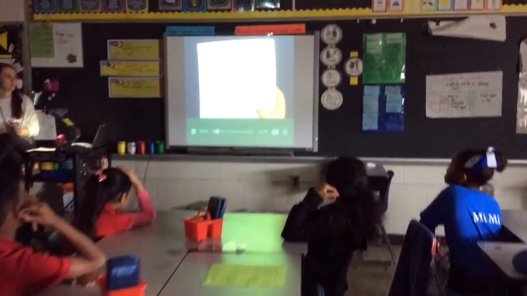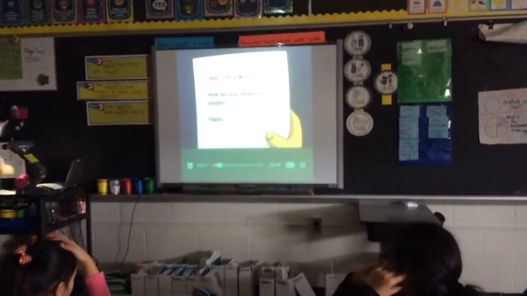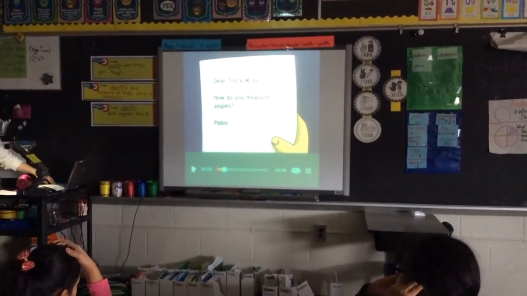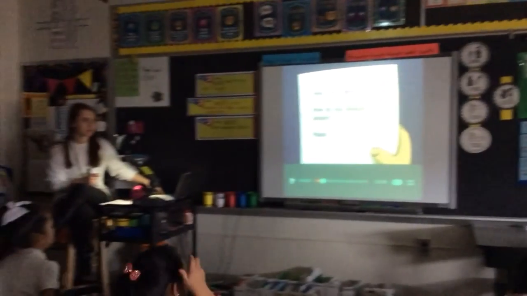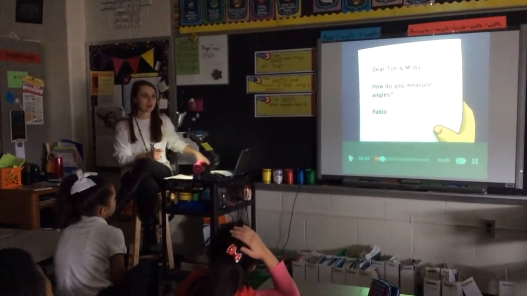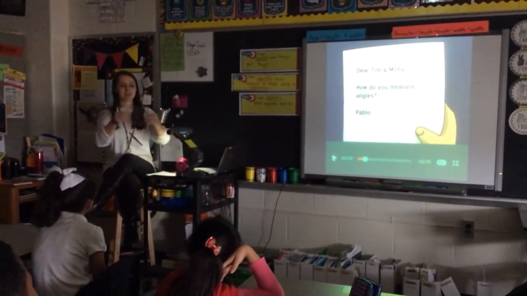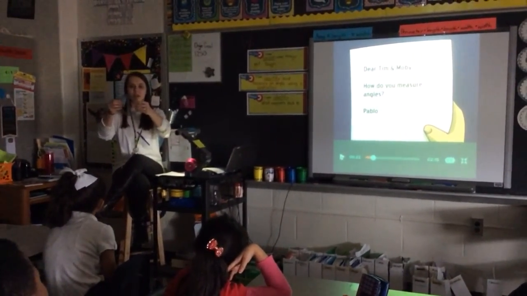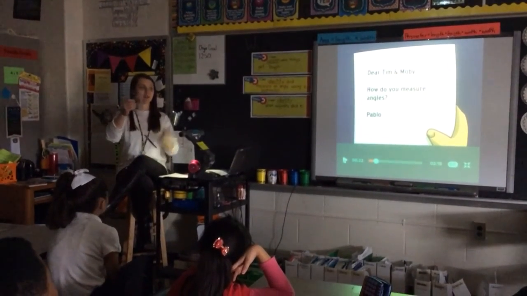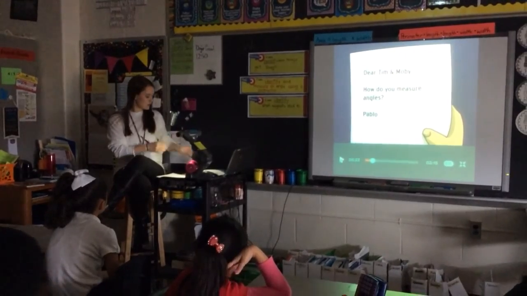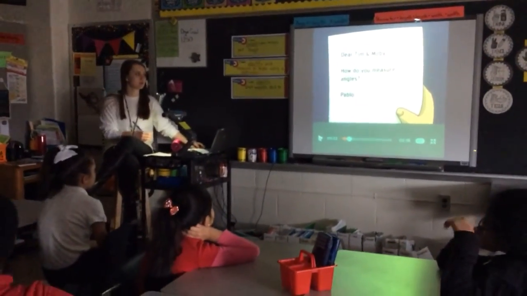Dear Tim and Moby, how do you measure angles? From Pablo. Okay, so that's what we're doing today. We're measuring angles. They're going to show us a protractor, and then we're going to talk about their protractor. It looks like this. It's a complete circle. Our protractor is just half the circle. So that's the difference between our protractors and the video. But they both still measure angles.